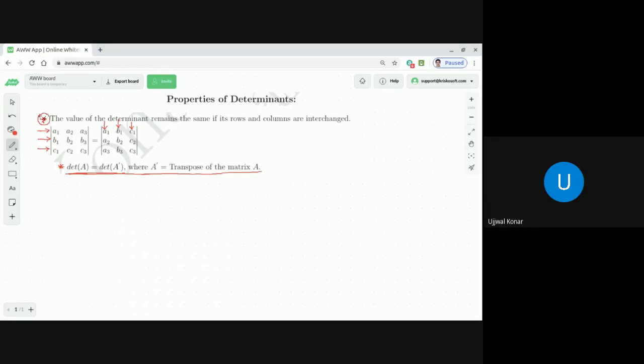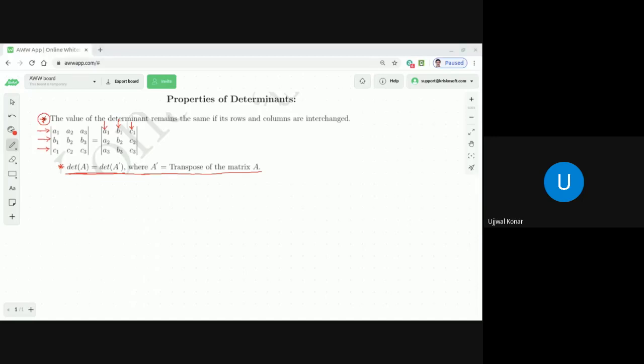I repeat the property once more, dear students, before proceeding to the next property. The value of the determinant remains the same if its rows and columns are interchanged. That means if you interchange the row and column, the value of the determinant is unchanged. In other words, the determinant of a matrix is equal to the determinant of the transpose of that matrix.